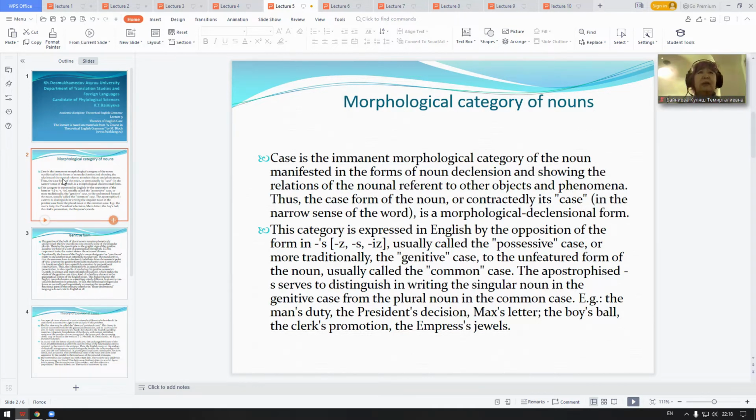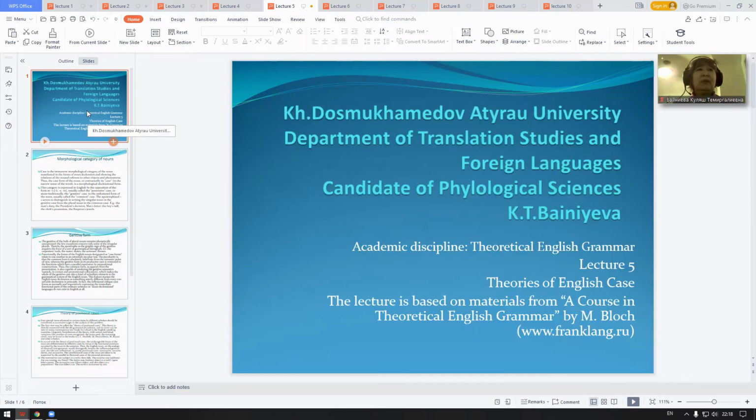Правильно, contractedly. Правильно я говорил. Что я делаю, а? Последний раз.